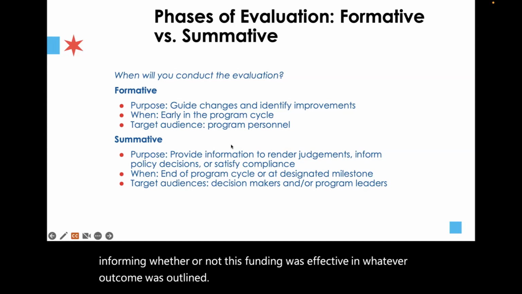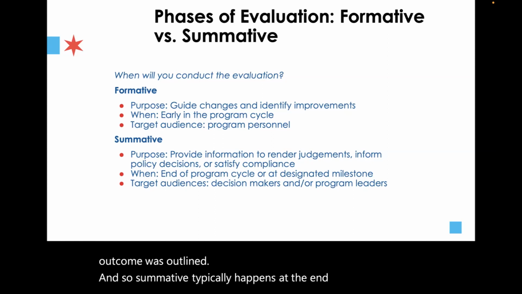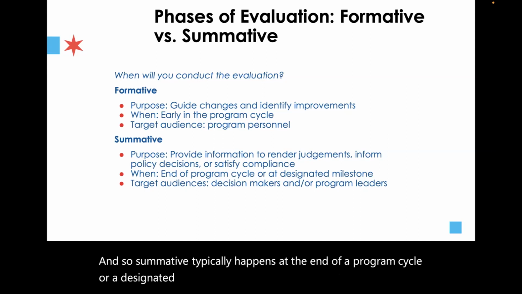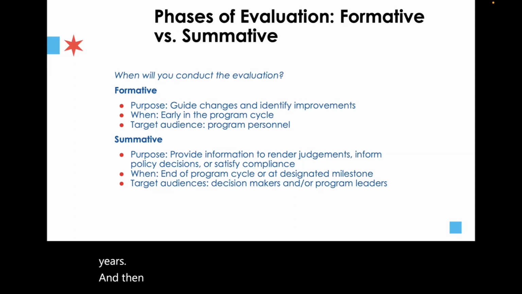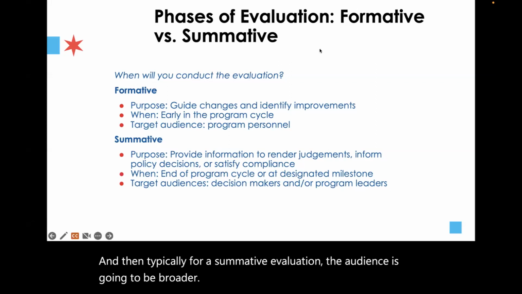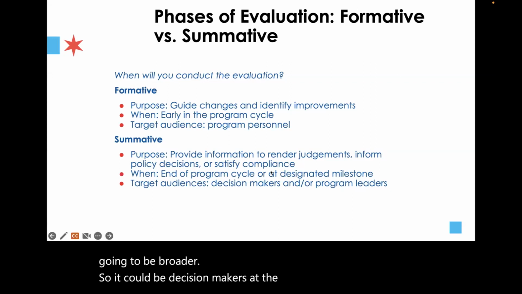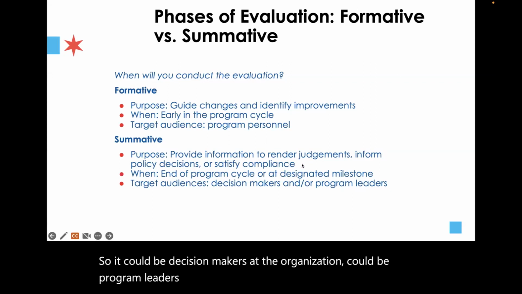And so summative typically happens at the end of a program cycle or a designated milestone. So it might be something like annually every year. If it's a 2-year grant, it might be just after the 2 years. And then typically for a summative evaluation, the audience is going to be broader. So it could be decision makers at the organization, it could be program leaders, it could be funders.